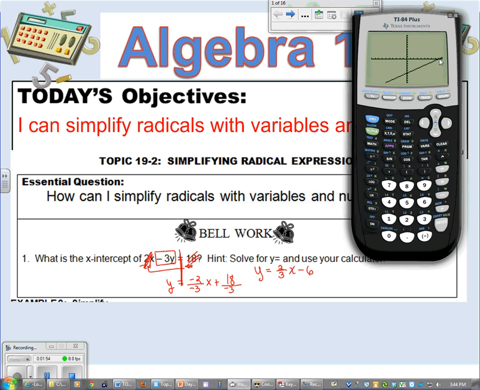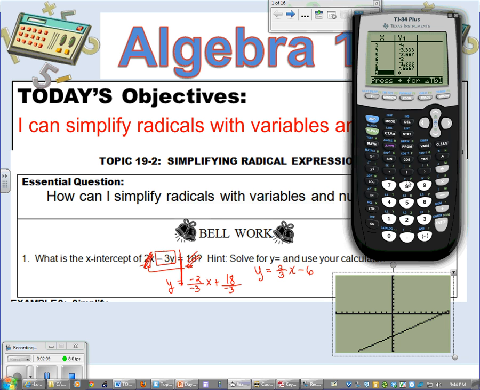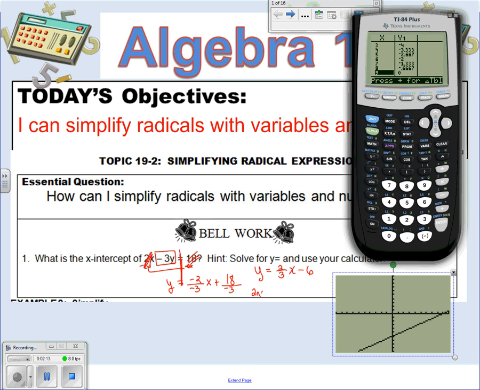hey, in this graph, I'm looking for this point right here where it crosses the x-axis. So sometimes the graph is easy enough that I can read it. I think it's crossing at the 9, but just to be sure, I'm going to check my table. To get to the table, that is second graph.